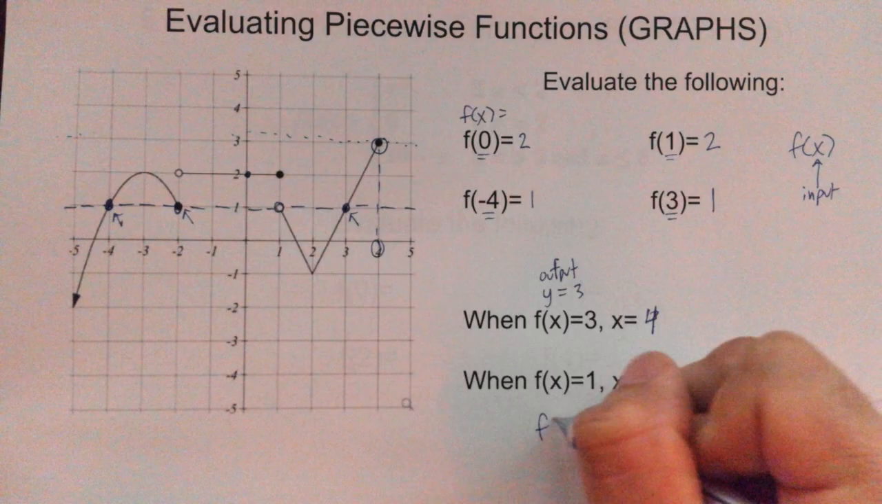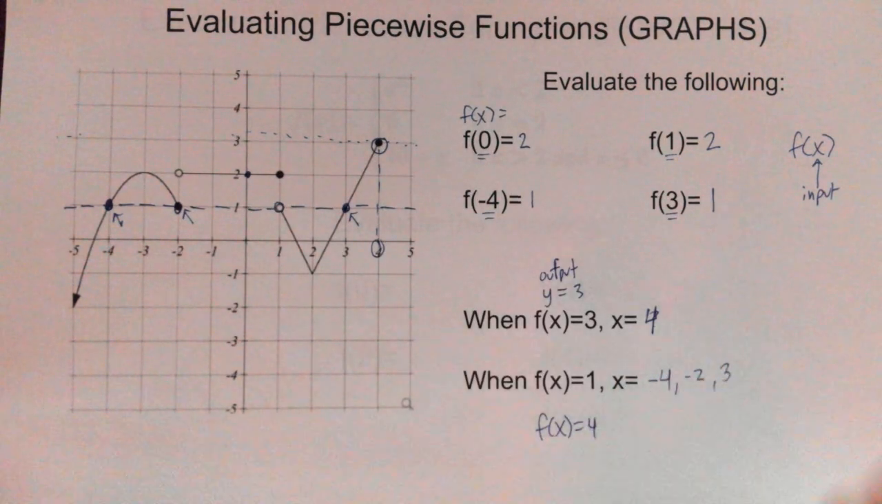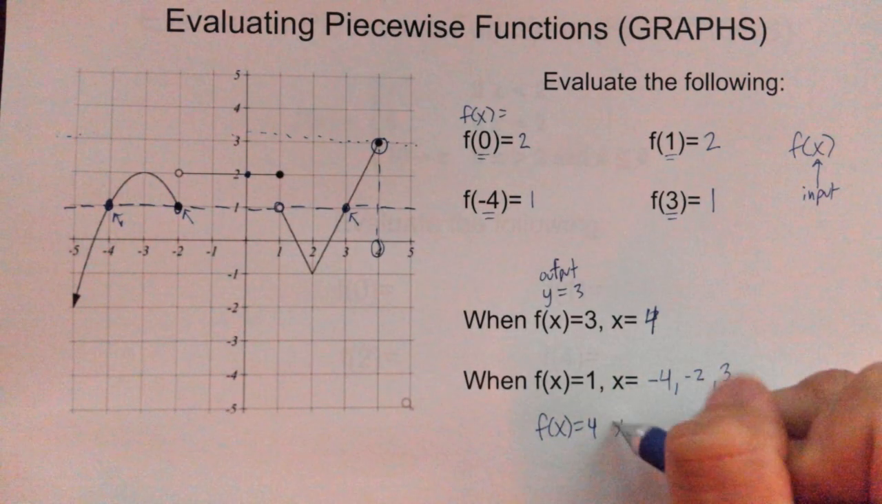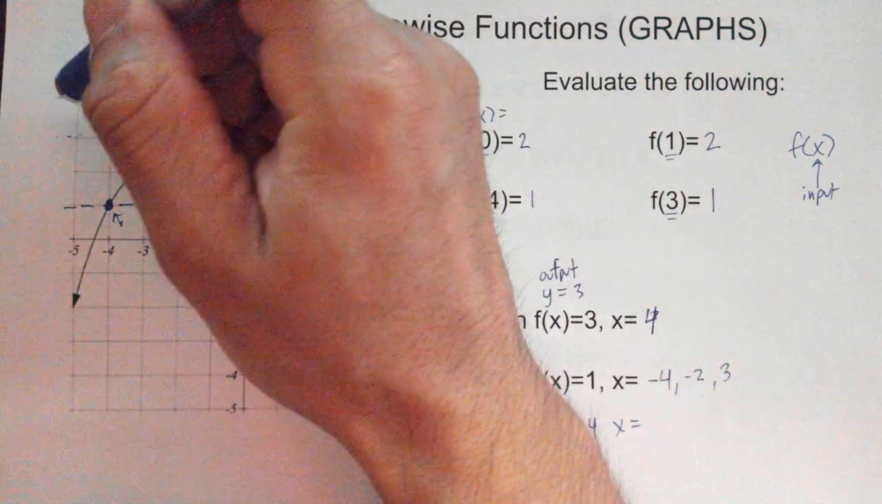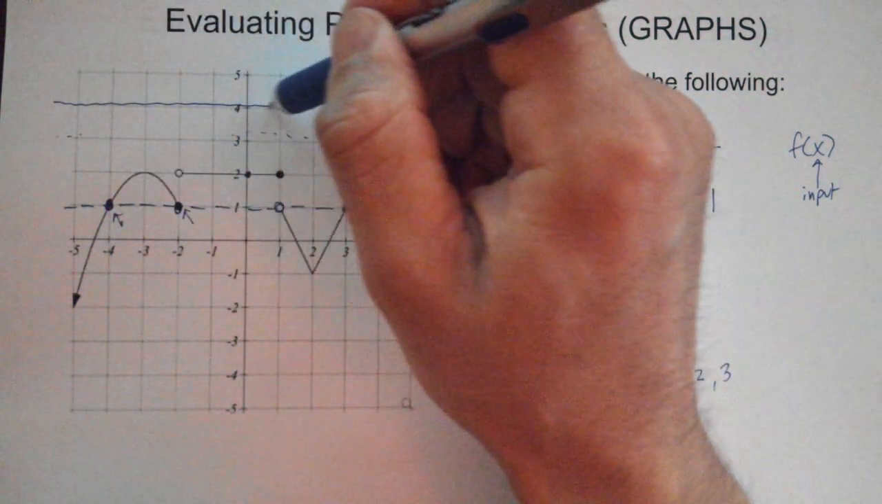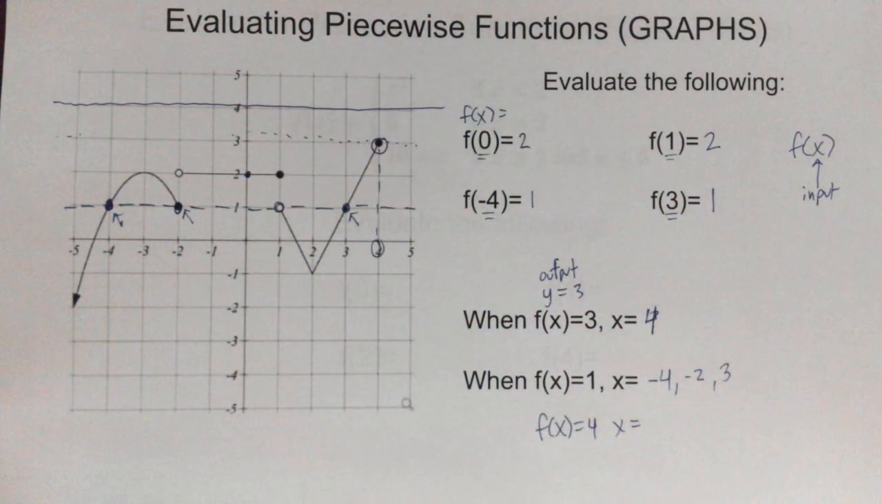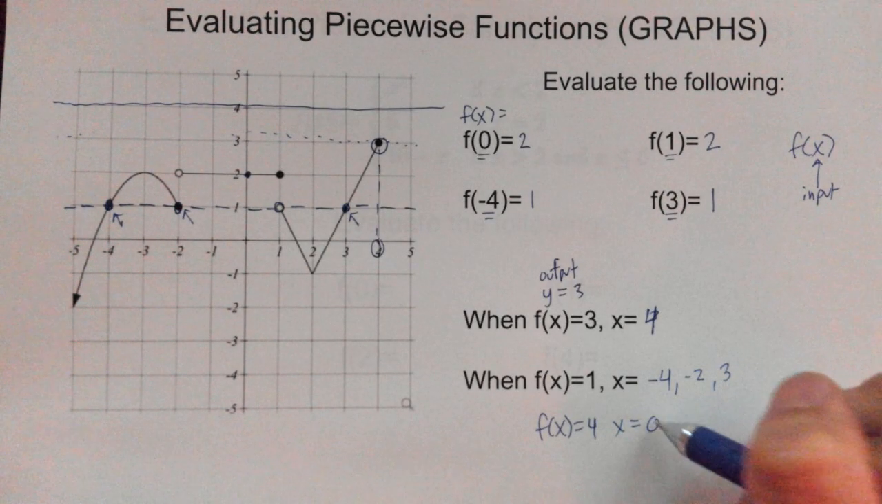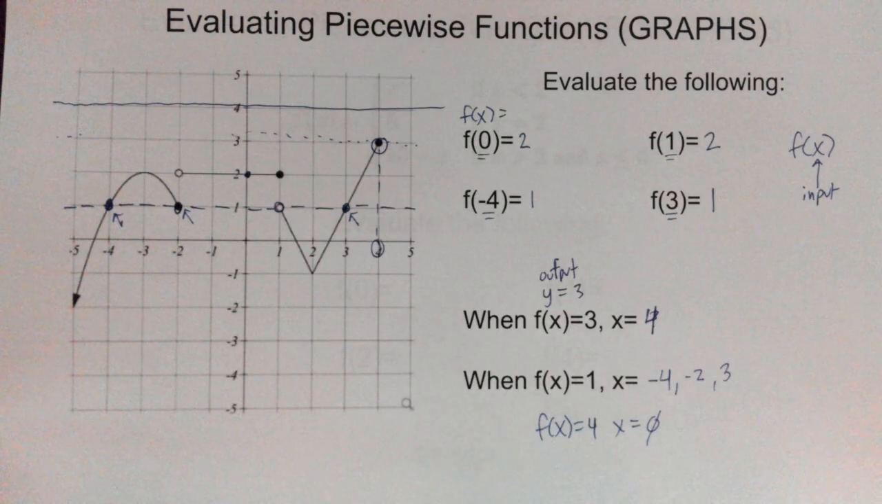What about when f of x equals 4? What is the x value? Notice how if I go to 4, there are no values that exist at 4. This would give us no solution. There's no value where the outcome is 4. It's not part of our range. So this is an example using graphs.